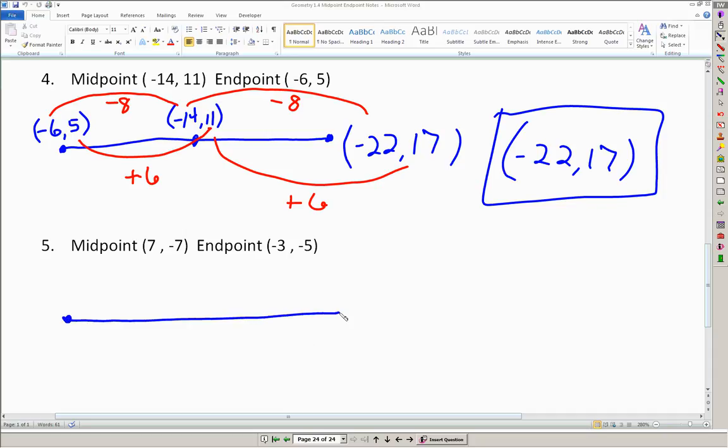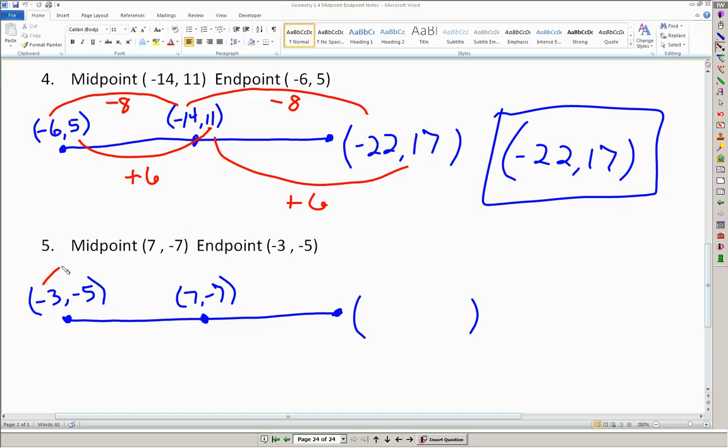And the last one. Now once again, remember, you do this method when you're given the midpoint and one endpoint. If you're given both endpoints and you're looking for the midpoint, just do the midpoint formula. But since we know the midpoint, we have to do it a different way. So midpoint here is 7, negative 7. One endpoint is negative 3, negative 5. What is the other endpoint?